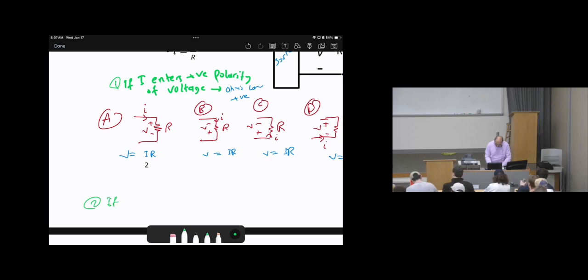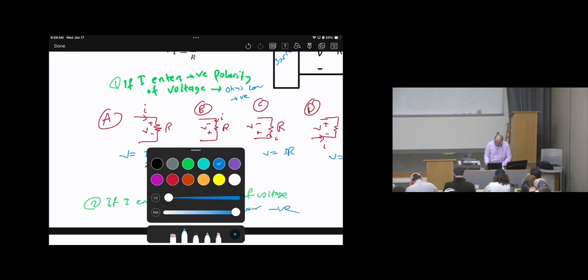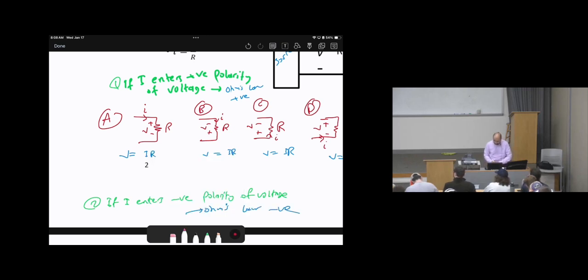Number 2, I'm going to write it down. If I enters the negative polarity of voltage, then Ohm's law will be negative. So that's the simple rule. How can we apply it here?